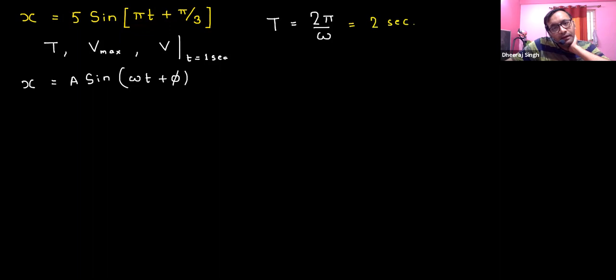Okay. Maximum velocity, what is the formula? Omega into A. Omega is pi. What is A over here? How much is A? A is 5. So 5 pi meter per second is maximum velocity. Now at t equal to 1 second, what is the velocity? How will you do that? How will you find this one?